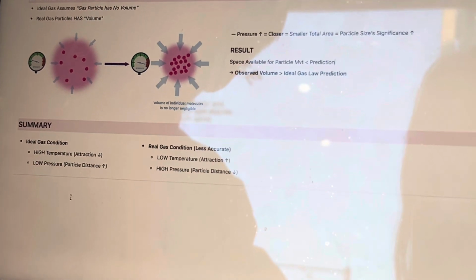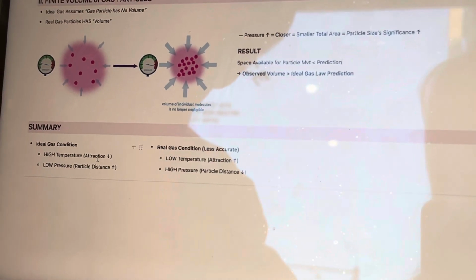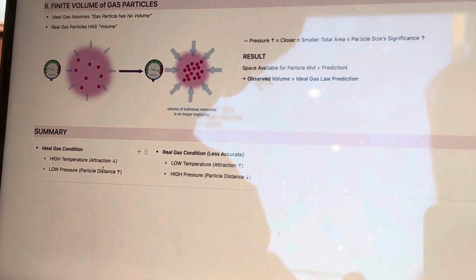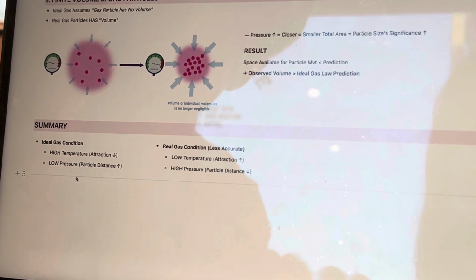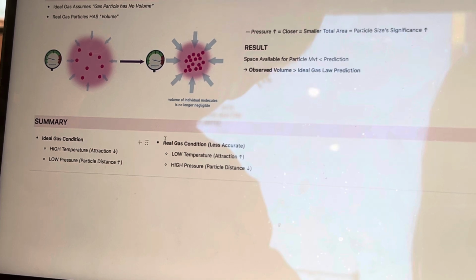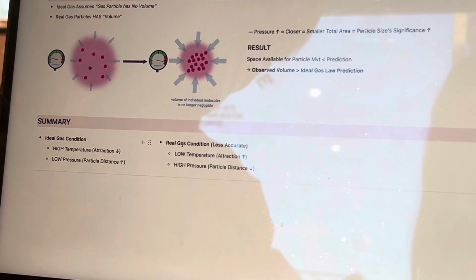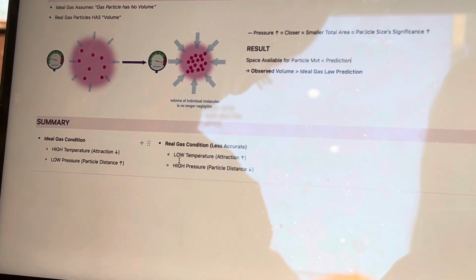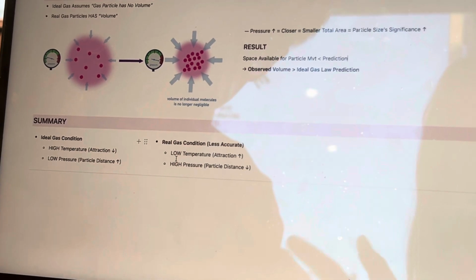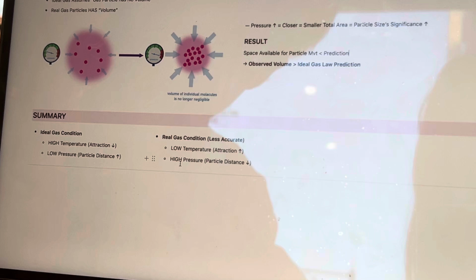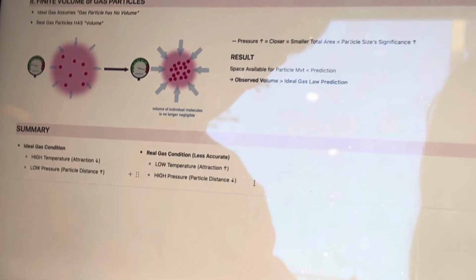To quickly summarize, the ideal gas conditions include high temperature, which means low attraction between particles, and low pressure, where the particle distance is high. However, real gas conditions assume lower temperature, which increases the strength of attraction, and high pressure, where the particle distance decreases.